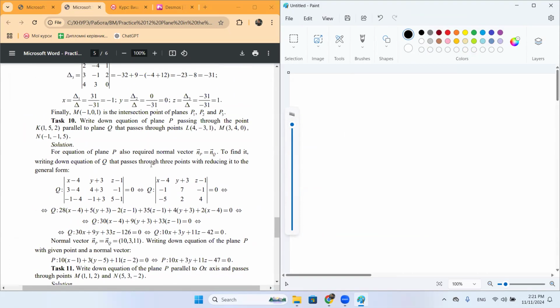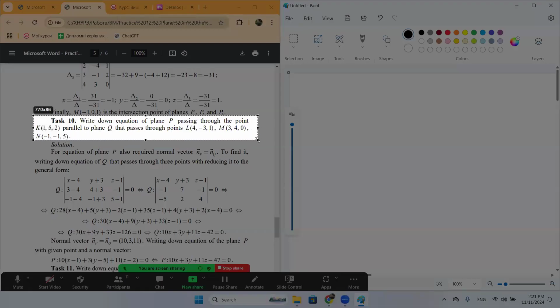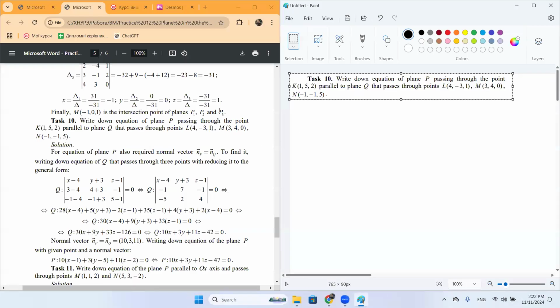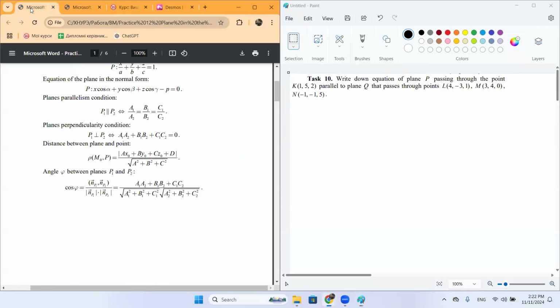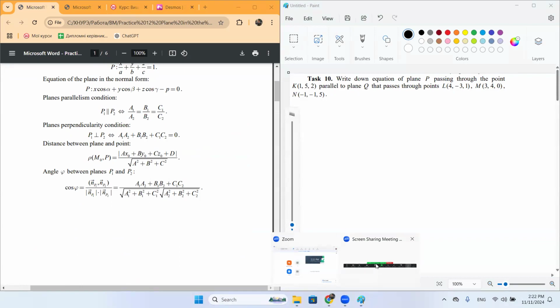No questions. Okay. So moving to task number 10. We need to write down the equation of the plane P passing through the point K and parallel to plane Q that passes through 3 points. So what is the algorithm, how to solve? Which steps do we have to perform? Any suggestions? Any ideas?